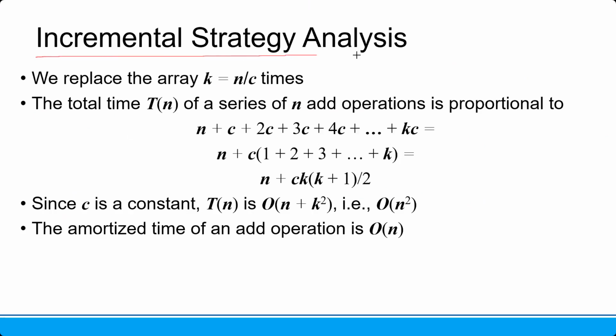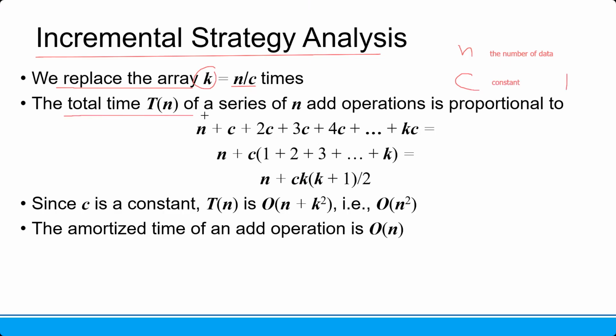For the incremental strategy, we replace the array when k equals n divided by c. So n is the number of data, and c is the constant. Constant means any number. Constant is any number that you want to use for the add operation. For example, if I want to add 1, then c equals 1. If I want to add 2 elements, then c equals 2. If I want to add 3, then c equals 3.